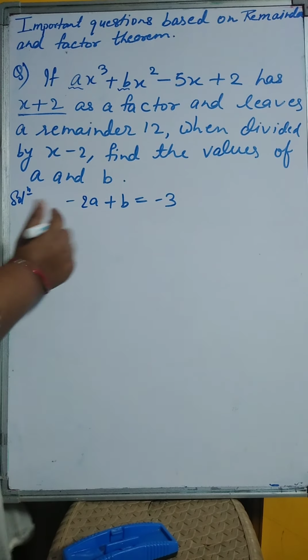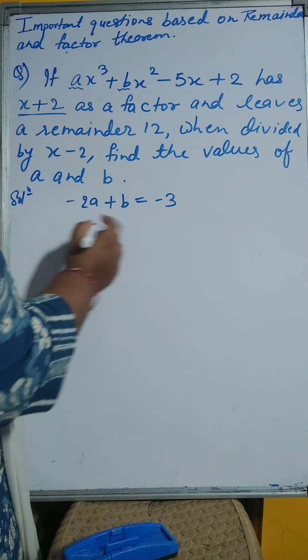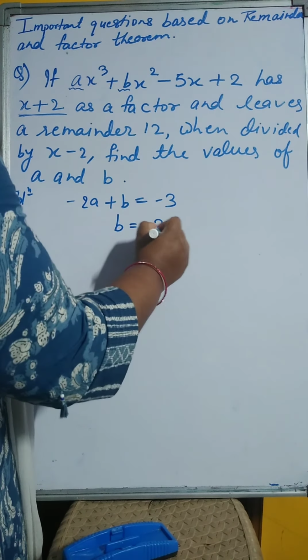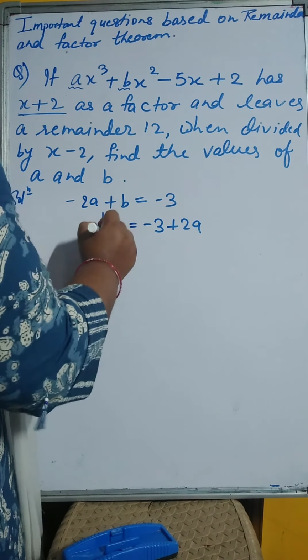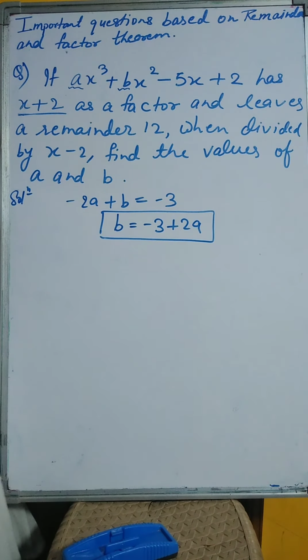So we will have minus 2a plus b is equal to minus 3. So we are getting an equation: minus 2a plus b is equal to minus 3. So b is equal to minus 3 plus 2a. Here b is expressed in terms of a.